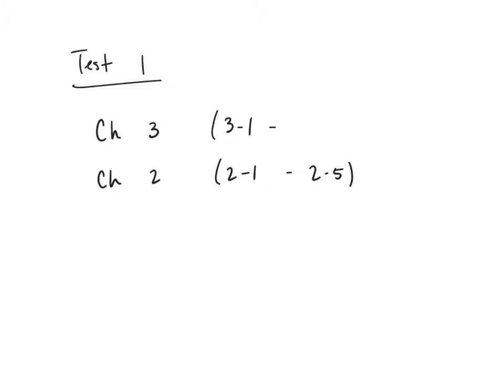3.2. I'm just going to put a dash because it's going to be up to probably 3.3, I think. 3.3 is scalar product, good, and vector product, good. Oh, it's the whole chapter, sorry. It's only 3 sections. So it's 3.1 through 3.3.